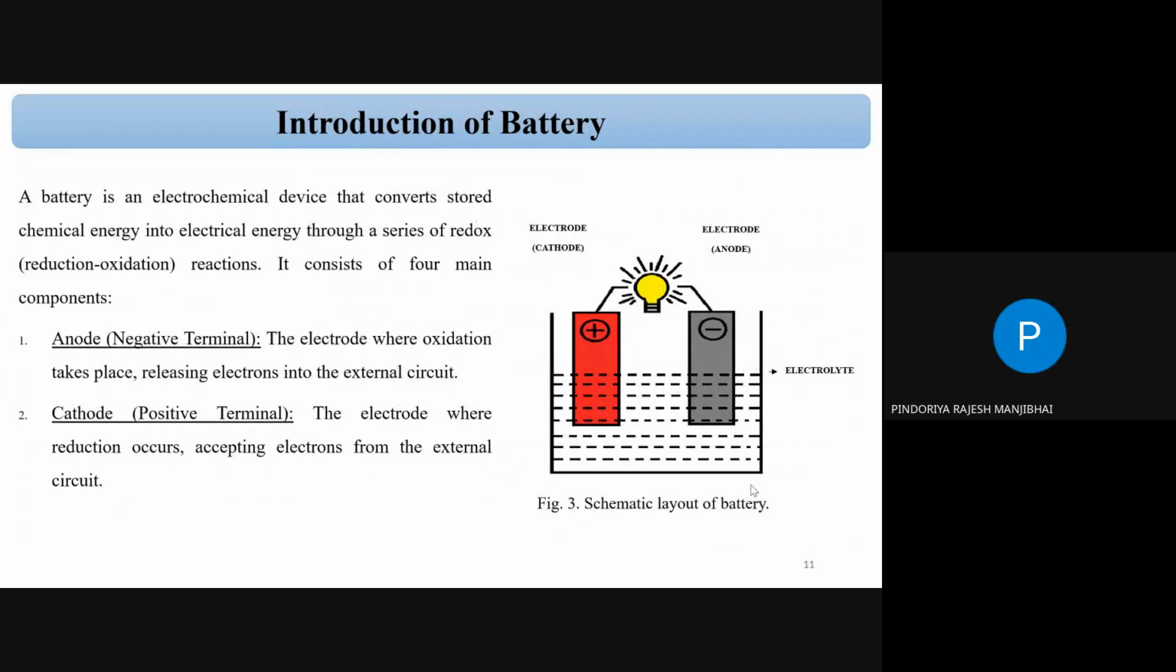Sir, how does current flow from cathode to anode and from anode to cathode? Can you just repeat your question? How to?